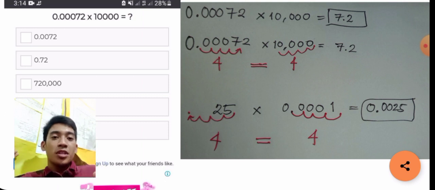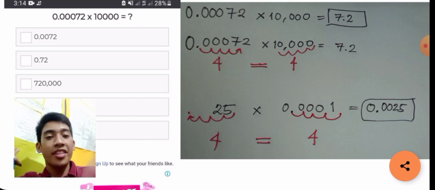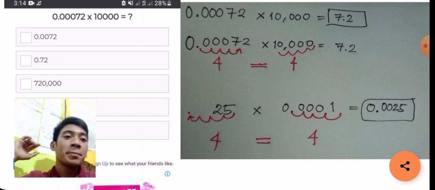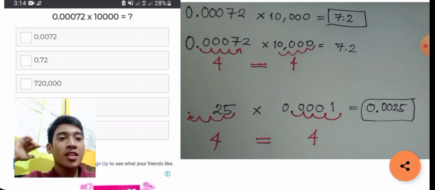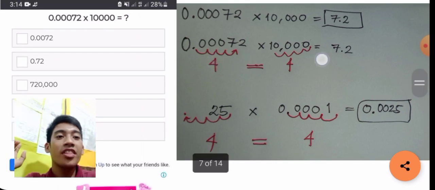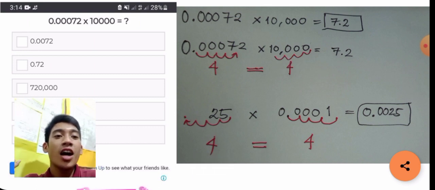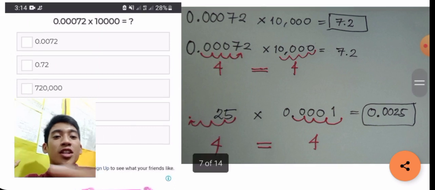When multiplying a decimal with a whole number of multiples of 10, so just simply 0.00072 multiplied by 10,000 will give us 7.2. Why? Just simply move the decimal. When we multiply a decimal with multiples of 10, we will be moving our decimal to the right.